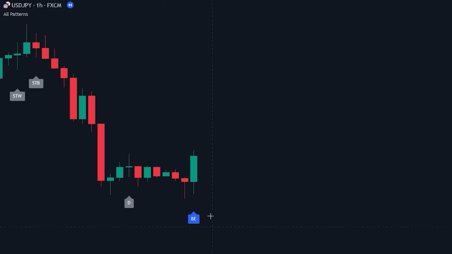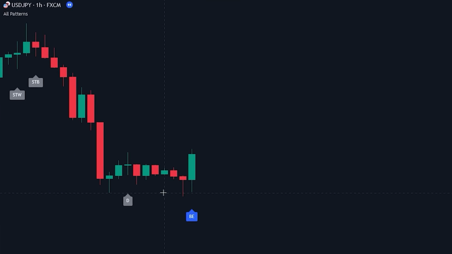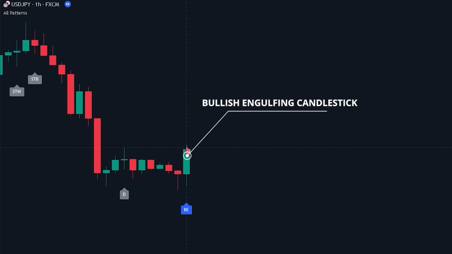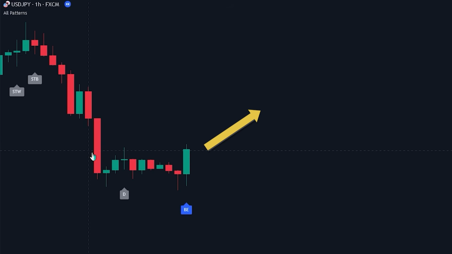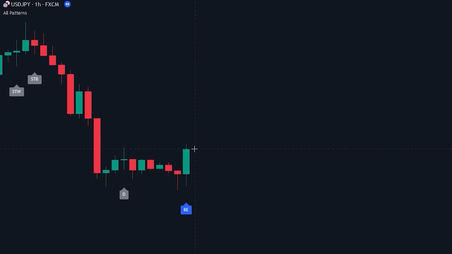Now that we have added and configured the indicator, let's take a look at how it can be used. Here we can see that the price was in a bearish trend. However, during this bearish trend, we can see that a bullish doji candlestick formed, indicating a potential trend reversal. Along with this, we can also see a bullish engulfing candlestick. Both of these signals indicate that the price may make a bullish trend reversal or a short bullish pullback. Because of this, let's enter into a buy position here.